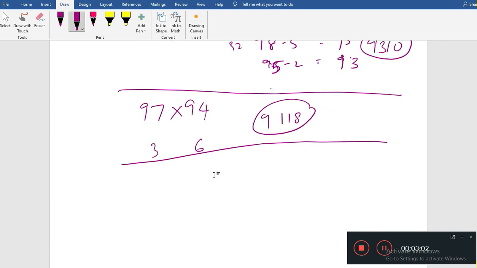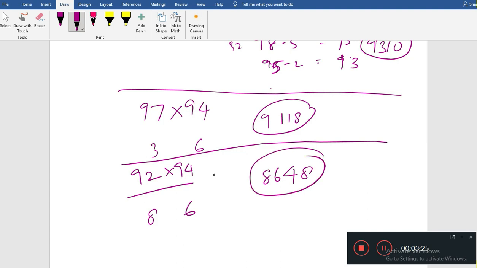Now we will see the next number, 92 into 94. Just solve it. I will give you a few seconds. 100 minus 92 is 8, and 100 minus 94 is 6. Then what is 92 minus 6? It is 86. Then 8 into 6 is 48. So 8648. Like this you can do multiplication extremely fast.